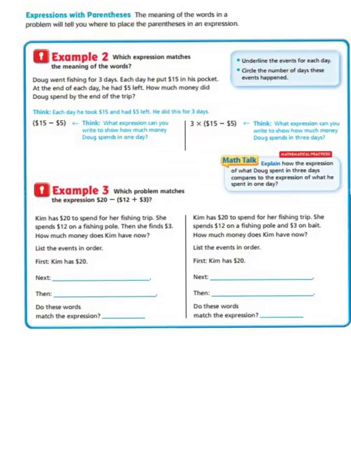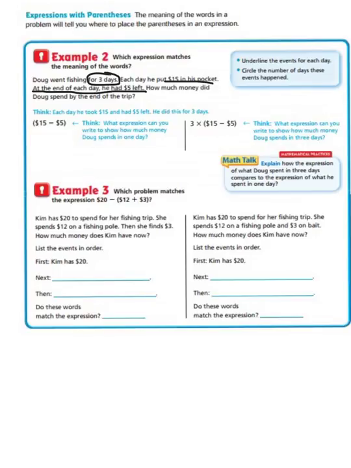Well, let's do that. It says each day he put $15 in his pocket. At the end of each day, he had $5 left. So how much money did he spend? Then it says to circle the number of days these events happened. Well, if we look back at our problem, we see that Doug went fishing for 3 days. So he's putting $15 in his pocket, and he has $5 left each day for 3 consecutive days.